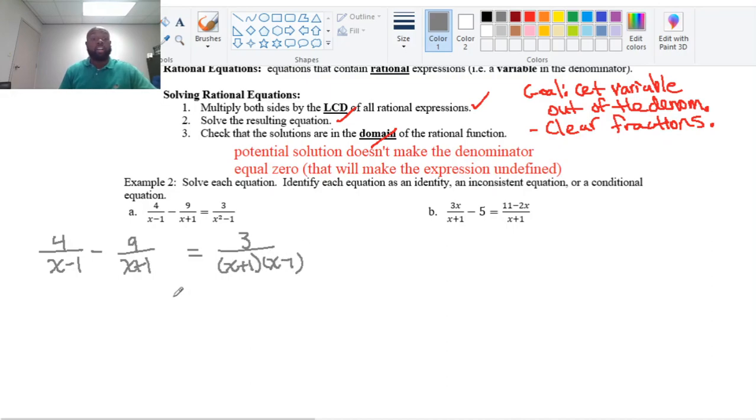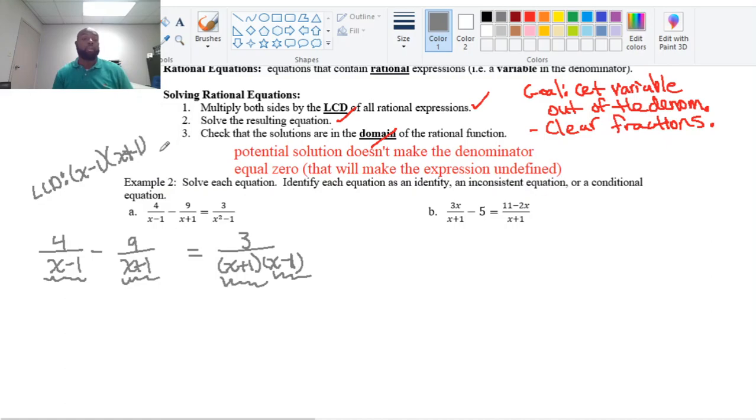Now we want to find our LCD. My LCD, well, this one has an x minus 1 in its entire denominator. This one also has the x minus 1. So if I put the x minus 1 in that denominator, I've taken care of that, and I've taken care of that. I also have this denominator, which has an x plus 1, and that takes care of this denominator. But this one also has an x plus 1, so it takes care of that. So I have x minus 1 times x plus 1 as my LCD.